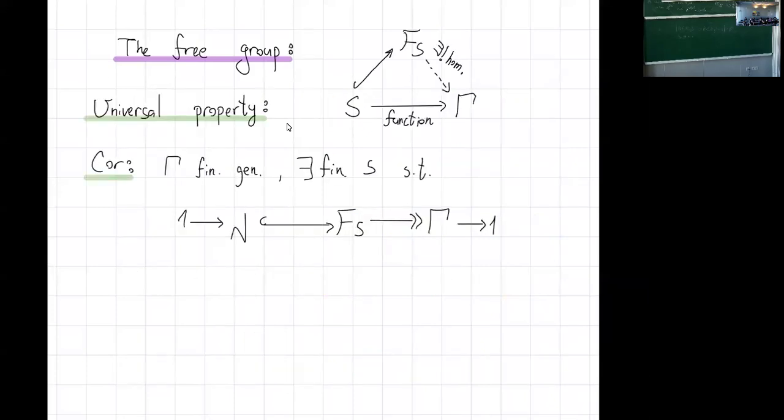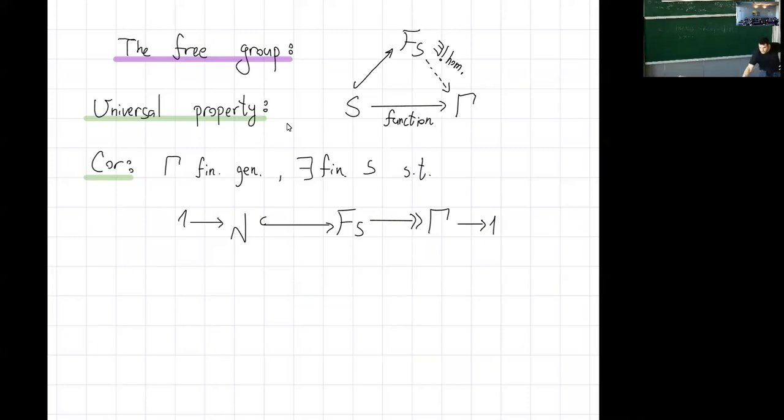Now, the free group is very nice. It has several nice properties. The first property that I want to talk about is its universal property. So free groups behave like vector spaces. Whenever you have a basis and you send it somewhere, you can extend it to a linear map from the vector space, right? Here we have the same deal. Whenever you send your generating set to some group gamma, it extends naturally to a homomorphism from the free group to this group gamma. And as an immediate corollary, whenever you have a finitely generated group gamma, it is the quotient of the free group. Okay, so there is an epimorphism.